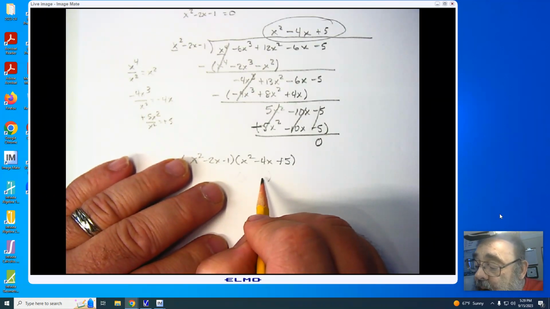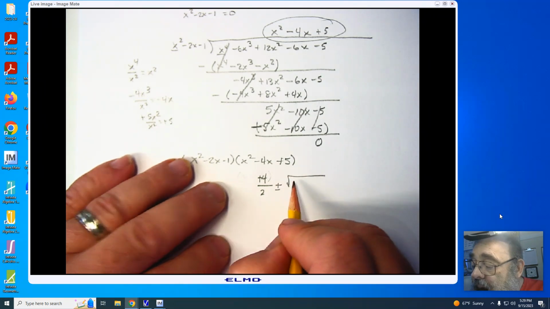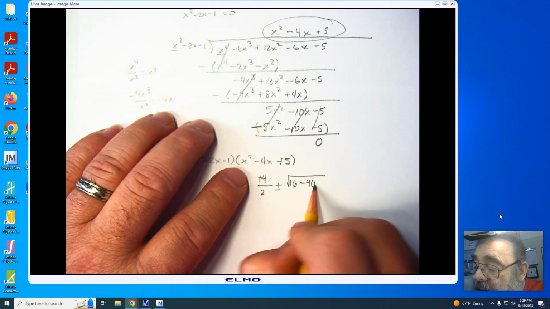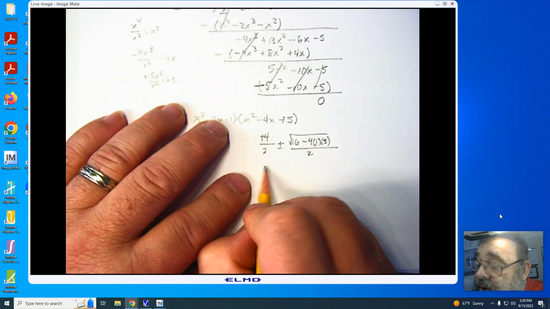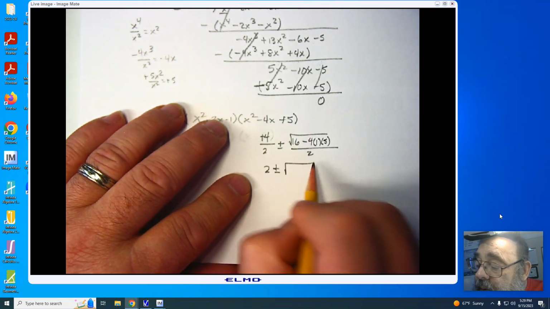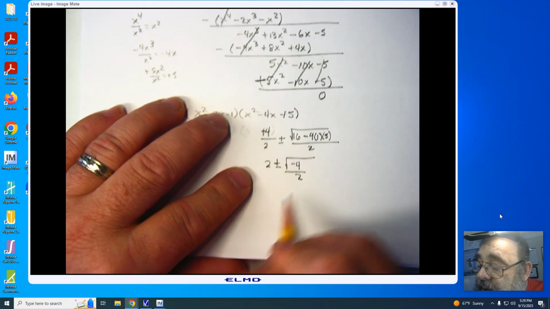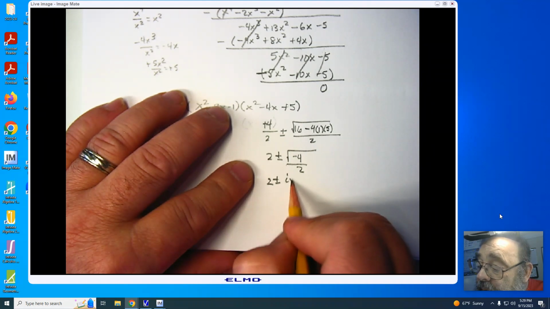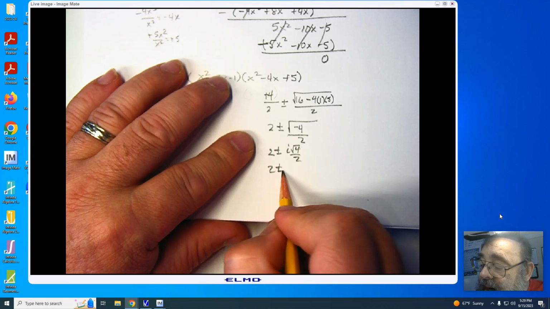So here we go. Negative b over 2a plus or minus the square root of b squared minus 4 times 1 times 5 all over 2. I get 2 plus or minus the square root, and you'll notice this gives me negative 4 divided by 2, which gives me 2 plus or minus i root 4 over 2, and that gives me 2 plus or minus i.